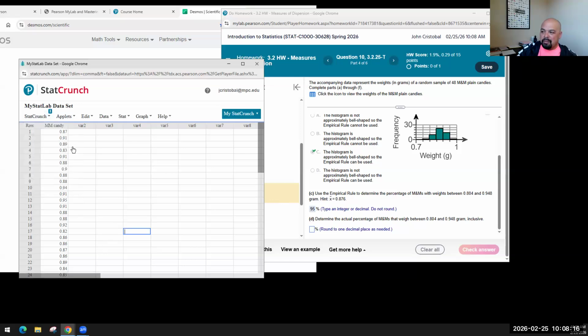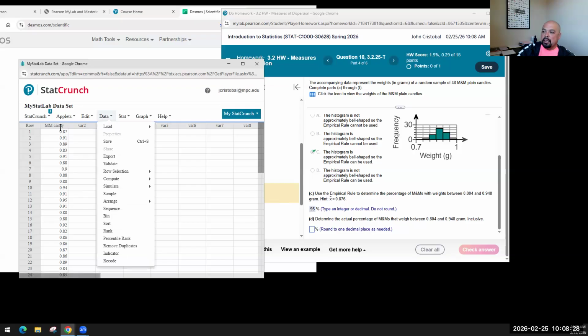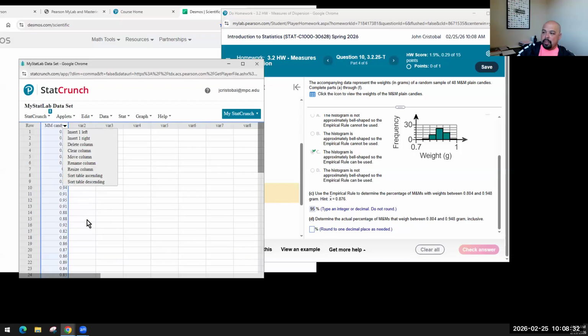In this column, I need to rearrange. I want to figure out what's between 0.804 and 0.948. So I need to arrange this data in order. If we want to rearrange, we could go to this little arrow pointing down on that column of data, and we want to sort that table descending, or ascending, climbing from least to greatest.